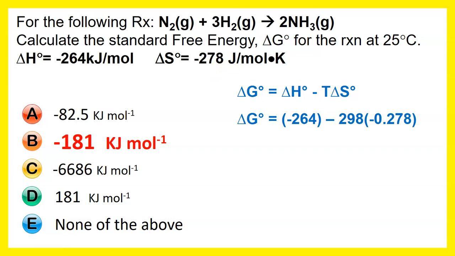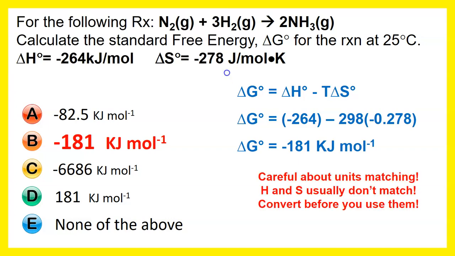Now, it doesn't technically matter which one you convert. If you go to joules for both or kilojoules for both, it doesn't really matter. It is more traditional to have delta G come out in kilojoules. So just be a little bit careful with your units. That's something you're going to notice all year long. They're really, really trying to get you to be careful about those units.